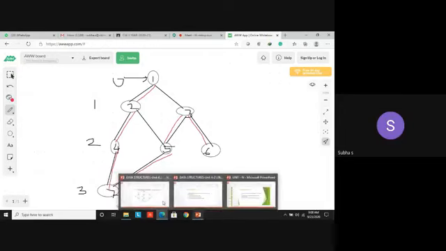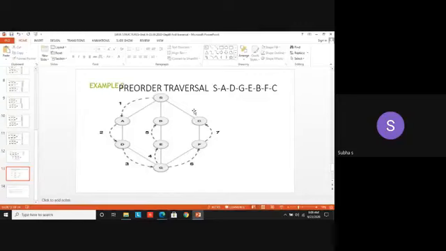Any doubts? Now you can try this one. Actually, I thought of removing that answer, but I forgot. So, okay, no problem. How many vertices are there?